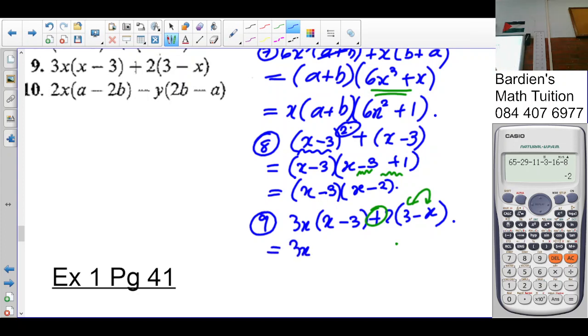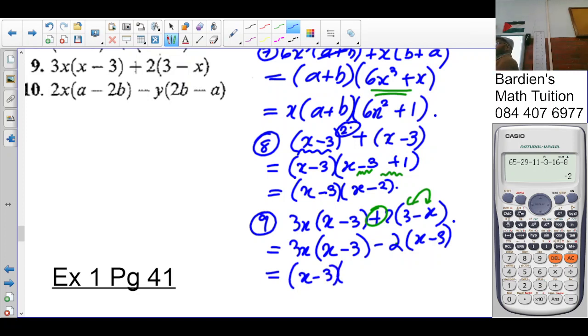So it's going to be 3x into x minus 3 minus 2 into x minus 3. What do you notice now? There's a common factor of x minus 3. What are we left with? 3x minus 2.